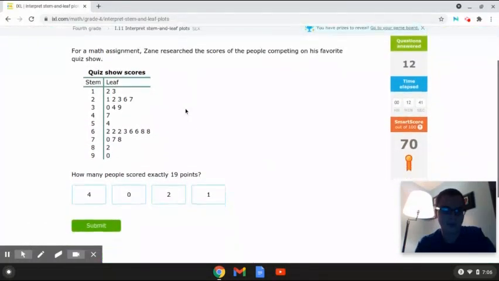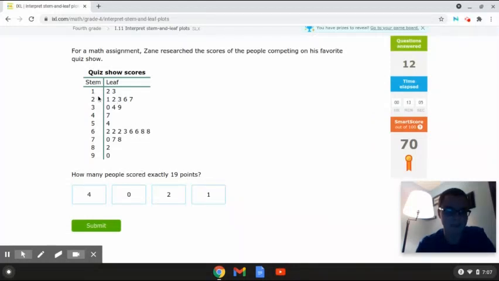Alright, so this next problem reads, for a math assignment, Zane researched the scores of the people competing on his favorite quiz show. So if we look here, this is the stem and leaf plot showing the quiz show scores. And if we look here, the stem goes from 1 to 9, and the leaf goes from 12 to 90. And this question is asking how many people scored exactly 19 points.